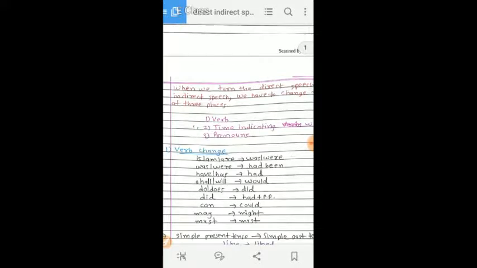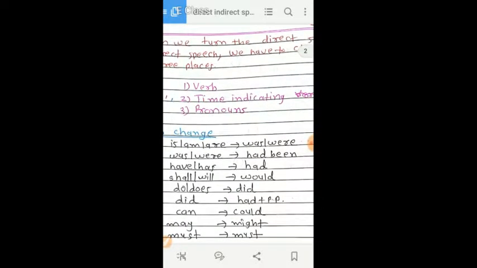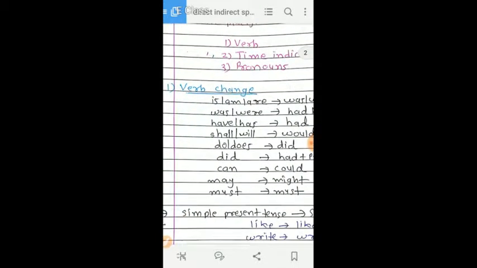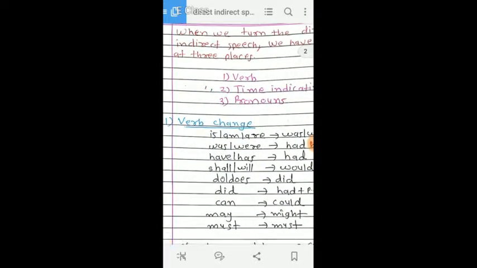When we turn direct speech into indirect speech, we have to make changes at 3 places in the given paragraph. First is verb, second is time indicating words, third is pronouns. Let's learn the first change. These changes are common in all types of sentences. So we shall learn them first, then we shall learn the sentences, and then we shall go to the paragraph.